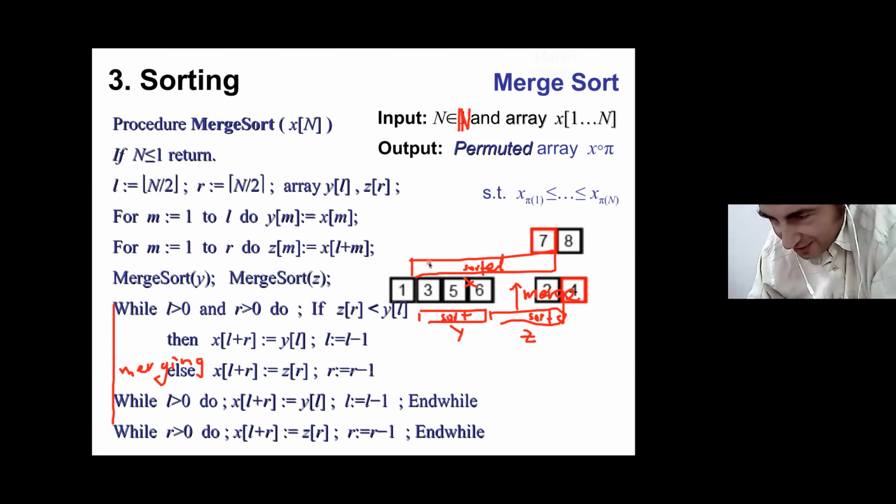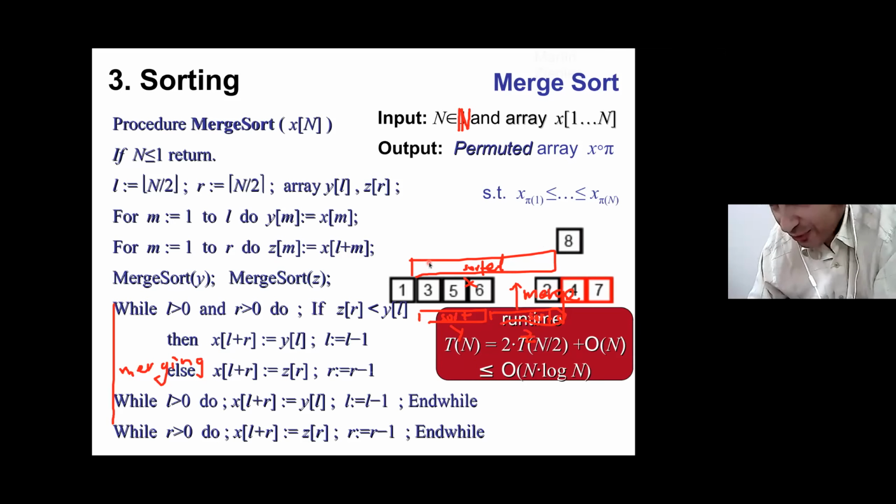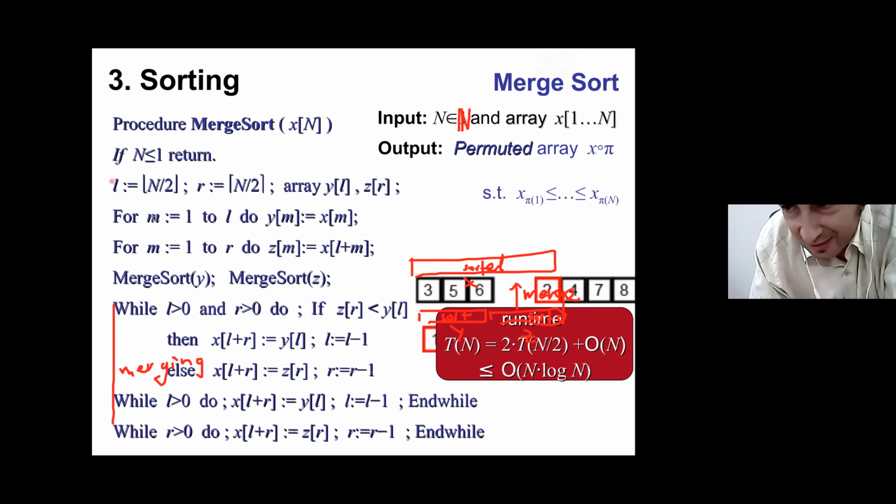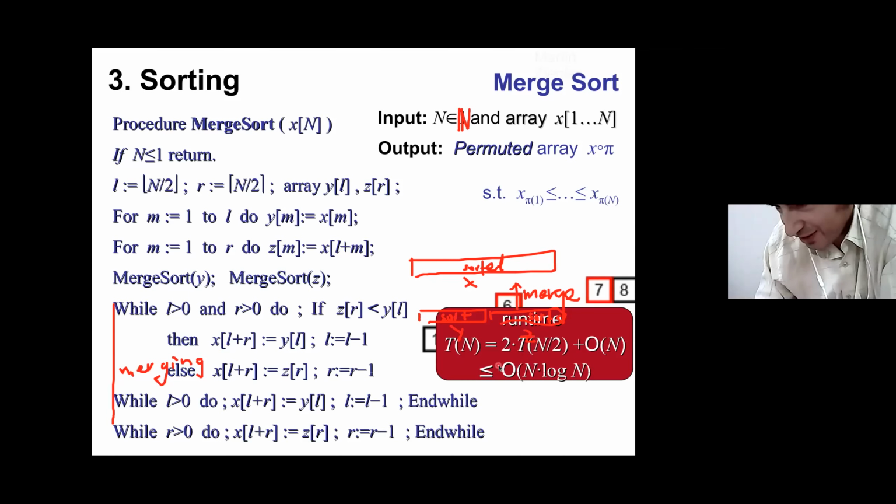So this was the idea, and we were able to prove that it is not very difficult to see that both the copying and the merging are linear. So this gives you O of n, and you have two recursive calls on an array of size n over 2. So by the master theorem, for example, you can prove that the complexity is O of n log n.